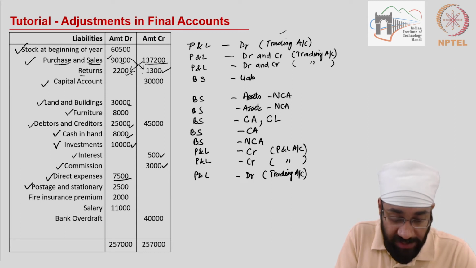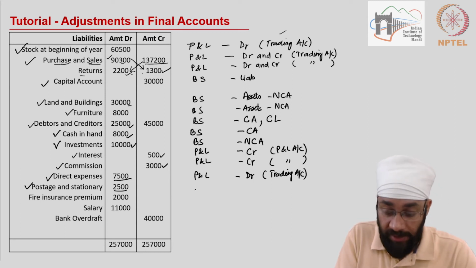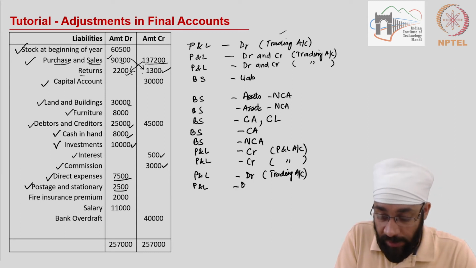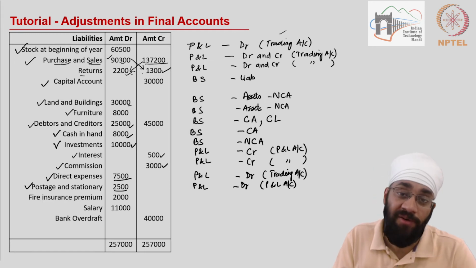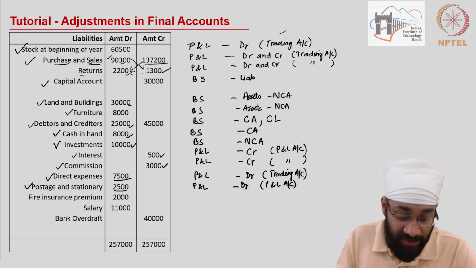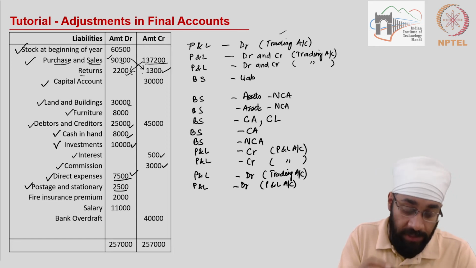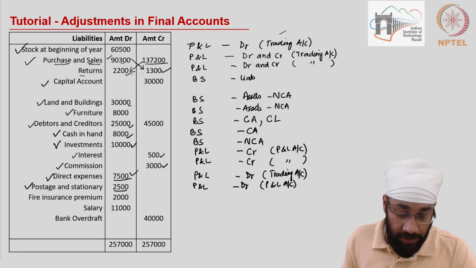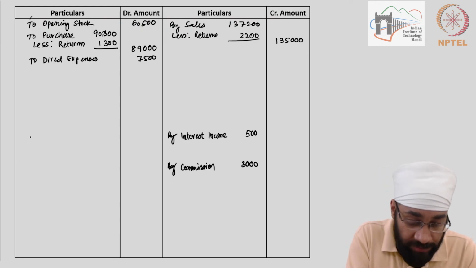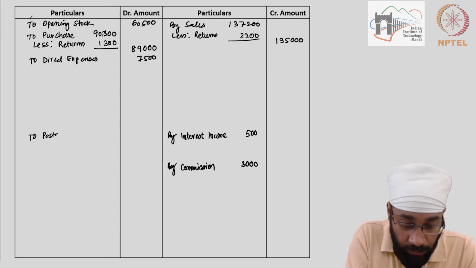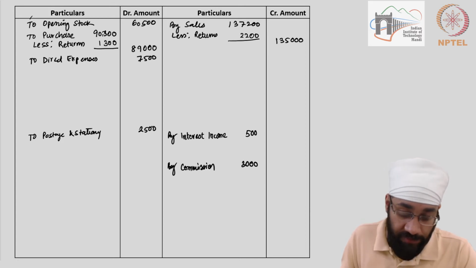Then you have postage and stationery, debit side, clearly an expense, and you show this in the profit and loss account. Again, one could argue that postage and stationery could be used in the factory. If you know that, you show it in the direct expenses. But in this case, we clearly have been given the direct expenses. So postage and stationery, 2,500. I'm going to write this on the debit side to postage and stationery, 2,500.